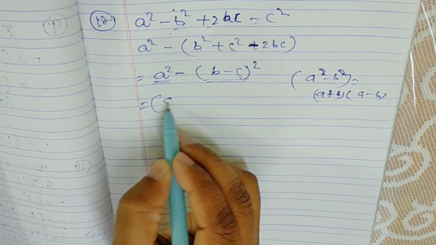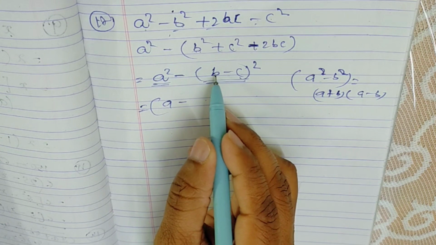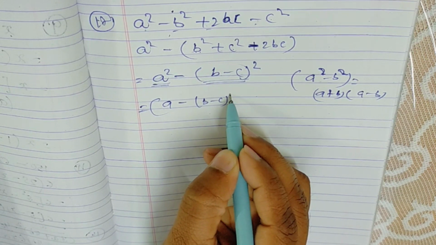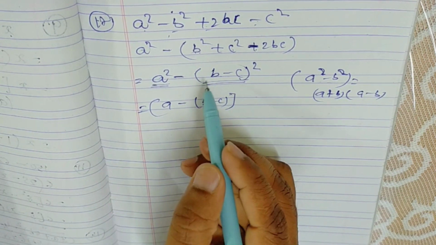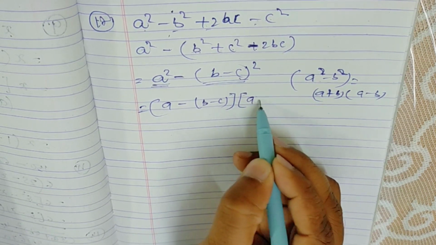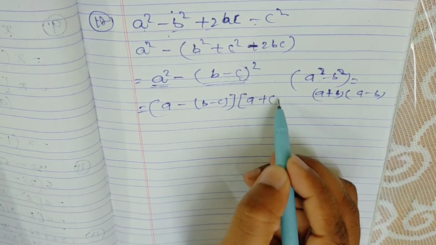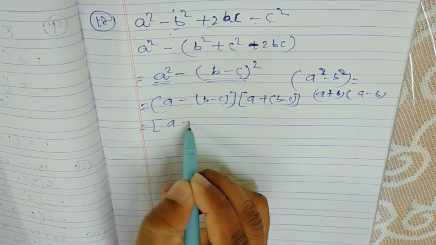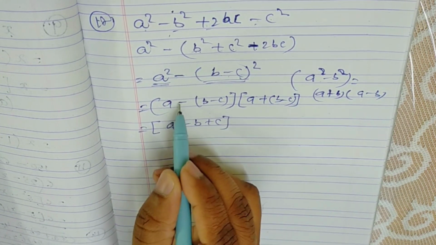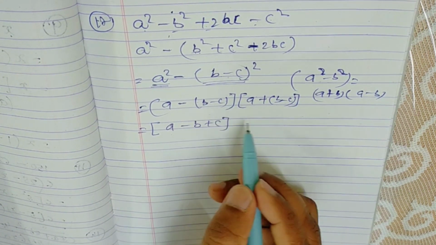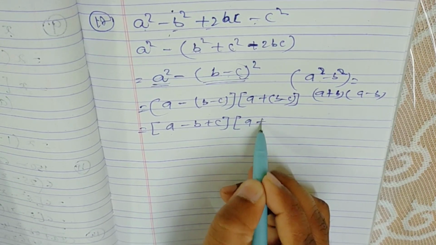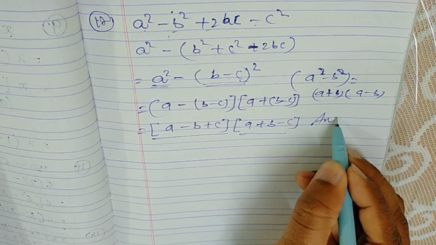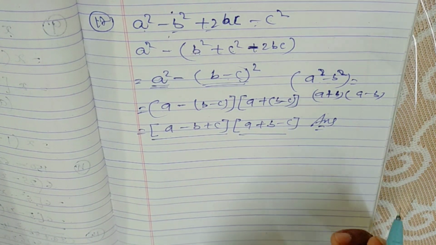So we can write in one bracket a minus this b, so b's value is minus b minus c. And now another bracket a plus b means a plus, and value of b is b minus c. So now our answer is a minus b plus c. We will multiply this minus in this bracket, and here is a plus b minus c. So our answer is this. Hope you have understood.